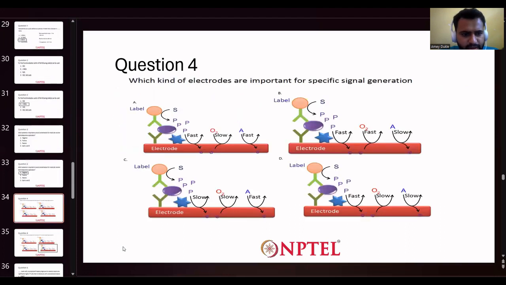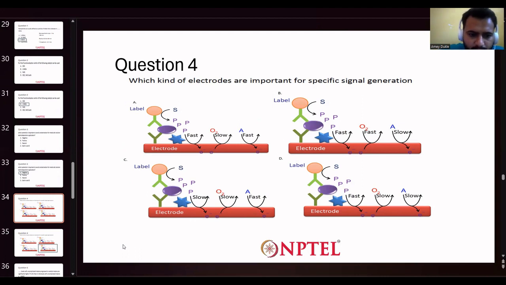So going to the next question, which kind of electrodes are important for specific signal generation? So this is from the previous assignment. We spoke about fast propulsive TDS. So these are the applications we are seeing.